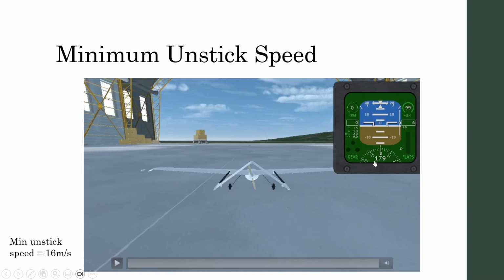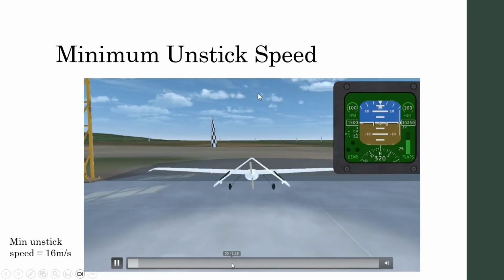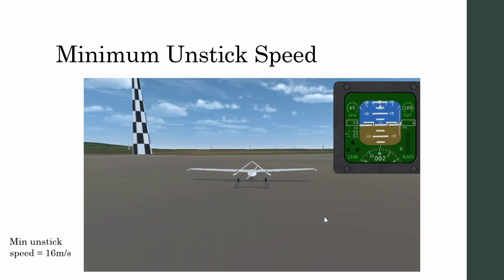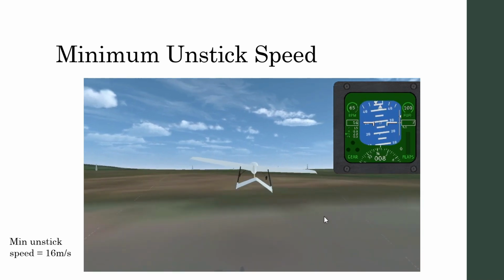The minimum up-stick speed is shown in this video here, and the minimum up-stick speed is the minimum speed required for the aircraft to actually take flight. And as you can see, for the Albatross, it is around 16 meters per second, shown in this video here.